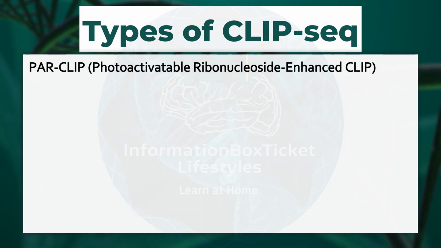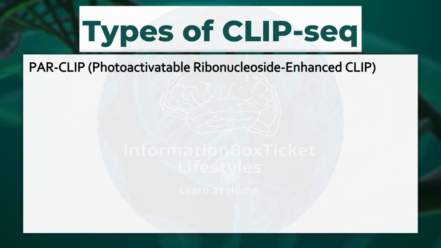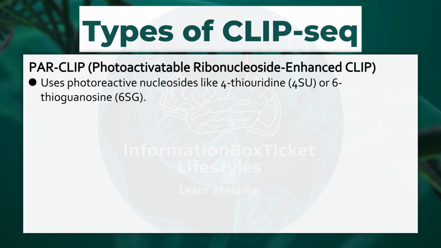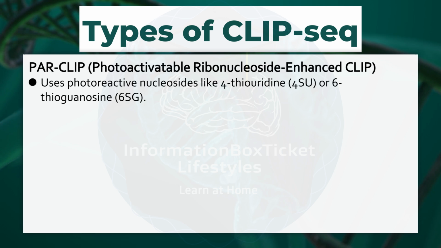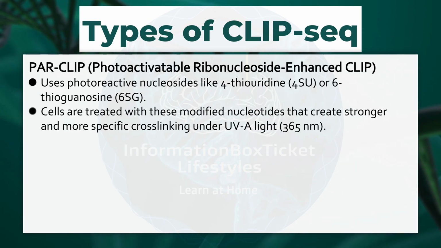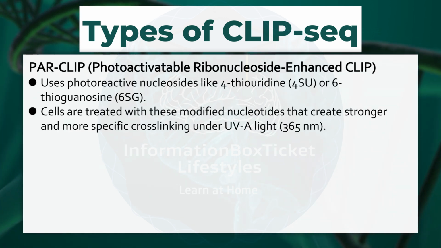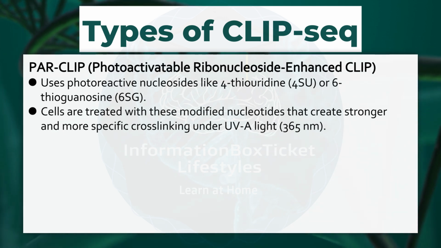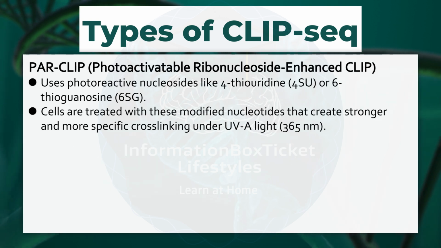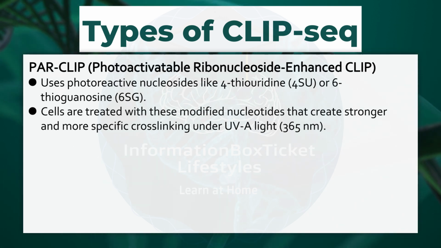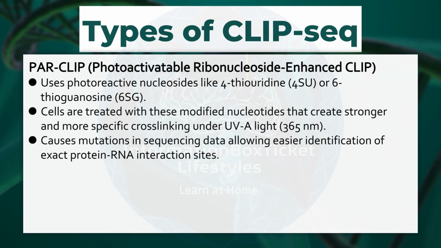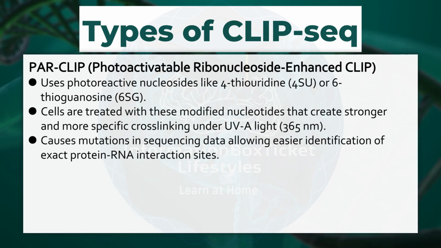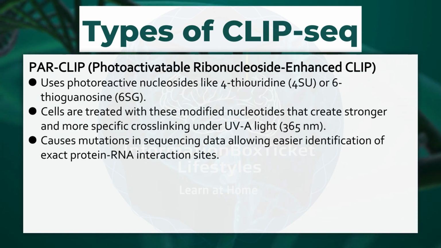Photoactivatable ribonucleoside enhanced crosslinking and immunoprecipitation. Uses photoreactive nucleosides like 4-thiouridine or 6-thioguanosine. Cells are treated with these modified nucleotides that create stronger and more specific crosslinking under UVA light, 365 nanometers. Causes mutations in sequencing data, allowing easier identification of exact protein-RNA interaction sites.